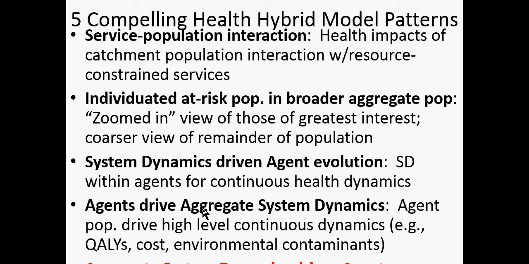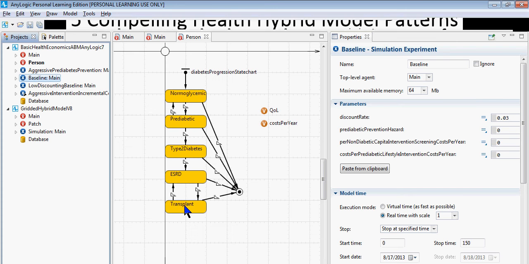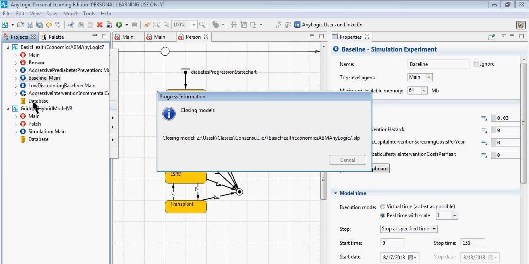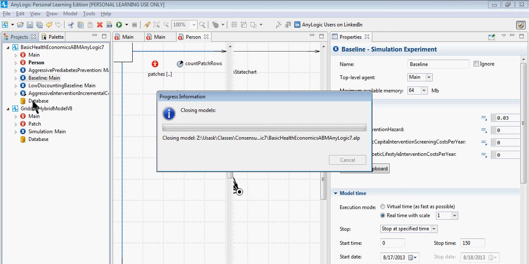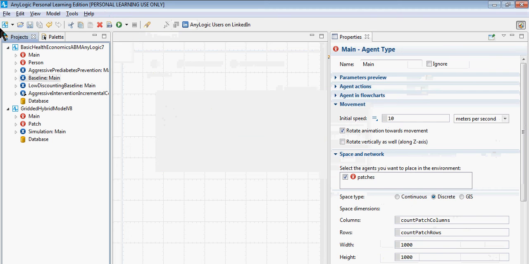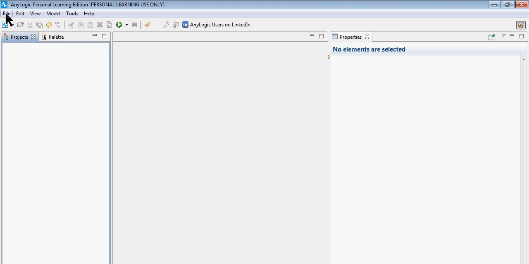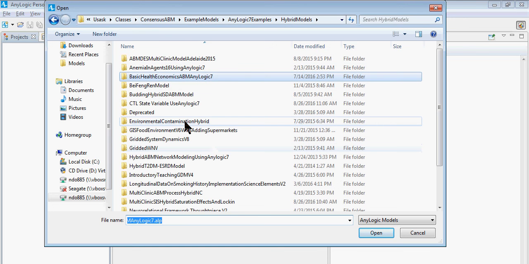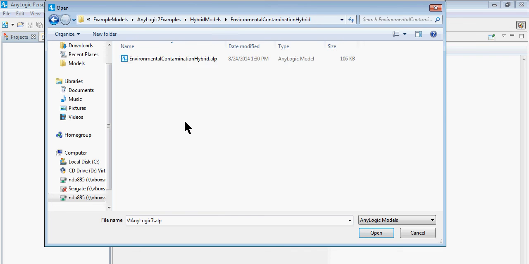Here's quality adjusted life years lived. I don't have to create that, I could simply do this. So here we have quality adjusted life years lived. Here we have life years lived. Here we have costs, etc. And this is all reflecting a state of a population which is exhibiting changes between different states. So there we have a situation where agents drive aggregate system dynamics.